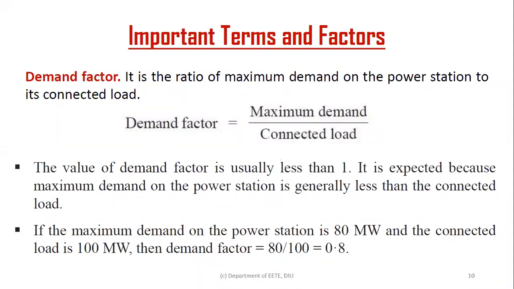So that's why the demand factor is always less than 1, because the maximum demand is less and the connected load is bigger than the maximum demand. Suppose an example is given. If the maximum demand of the power station is 80 megawatt and the connected load is 100 megawatt, then the demand factor will be 0.8. So what does that 0.8 mean? It means the maximum demand of that power station is 80 megawatt, but the connected load was 100 megawatt. I think you understand the demand factor.